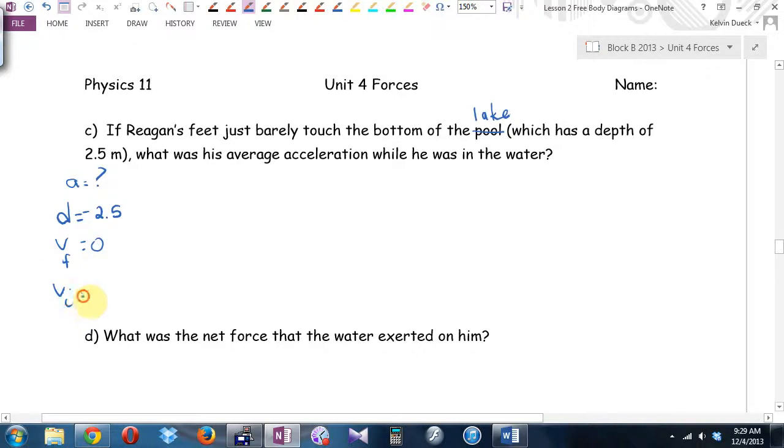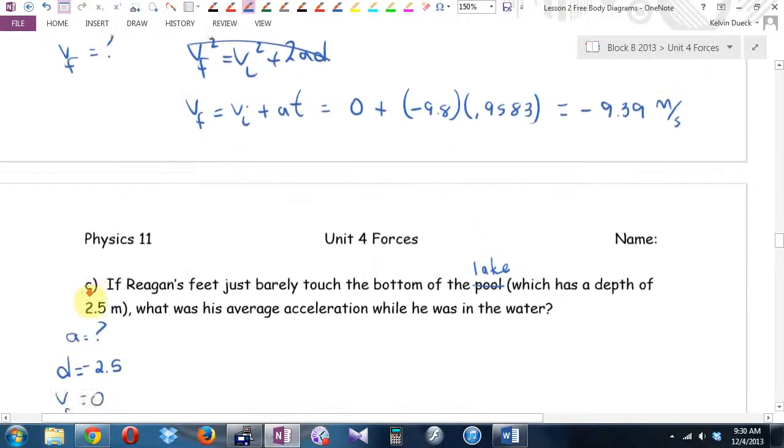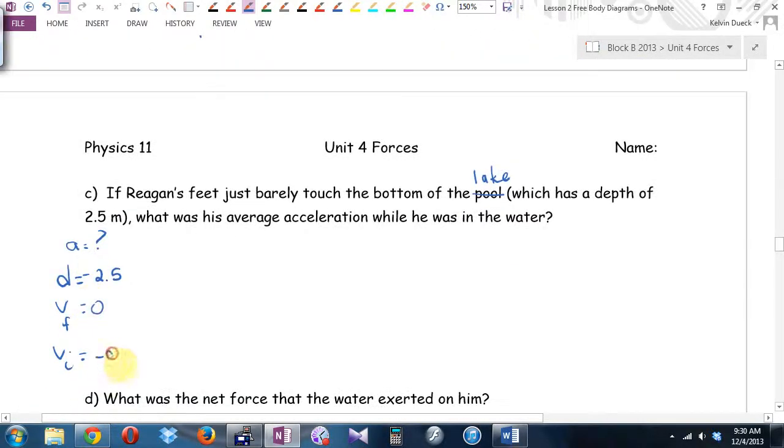What was V initial when he hit the water? V final when he was in free fall. That's why I was so careful last time. What did we say it was? Negative 9.39. I'm looking for an equation that has A, but I can't use T because T was during free fall. In fact, I suspect it takes them longer to come to a stop in the water because water's thicker than air. I'm looking for an equation that has A, D, VF, and VI in it.